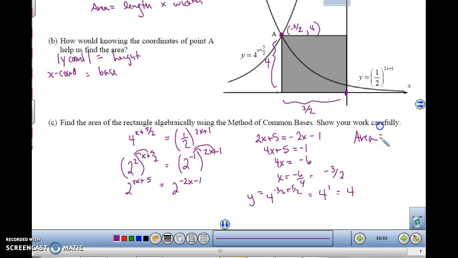will be the length times the width. 3 over 2 times 4. So the area will equal 6. 3/2 times 4 is equal to 6, and that is your area. Okay, so by knowing the exponential function, setting them equal to each other, we can figure out what the coordinates of A would be.